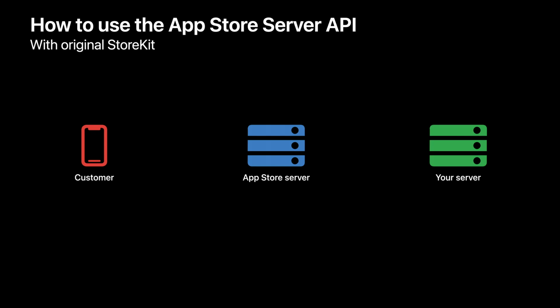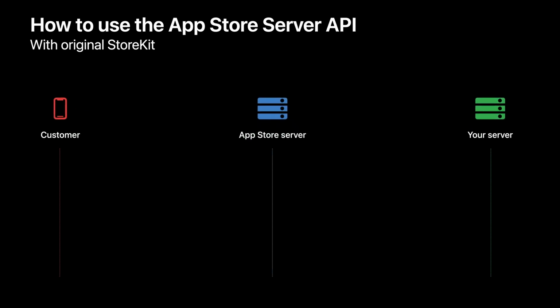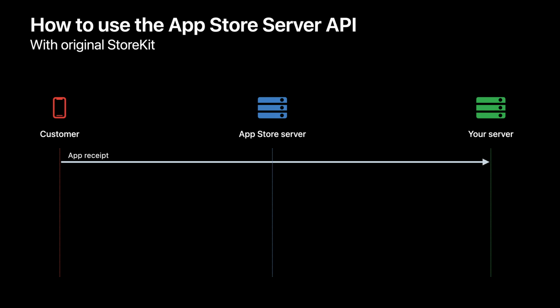Now that we know how to get the original transaction ID from original StoreKit transactions, let's look at the whole flow between the customer, the App Store server, and your server. First, obtain the app receipt on your server. Next, take the app receipt and call Verify Receipt with it from your server.